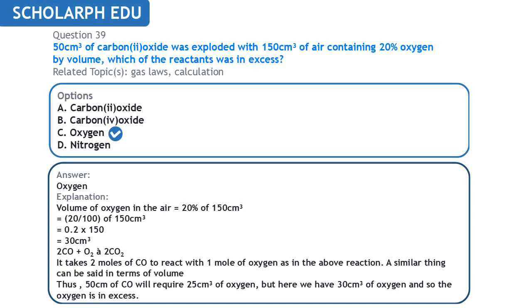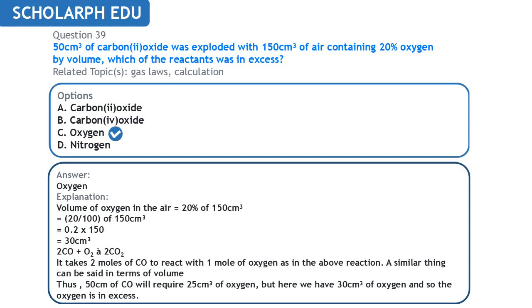Now in this question, the carbon monoxide was exploded with air, and this air contains 20% oxygen by volume. So we need to know what 20% of this volume of air is. The volume of oxygen here is going to be 20% of this volume of air, 150 cm³. 20% will mean 20 over 100, and that is 0.2. So 0.2 times 150 will be 30 cm³. So it means that 50 cm³ of carbon monoxide reacted with 30 cm³ of oxygen.